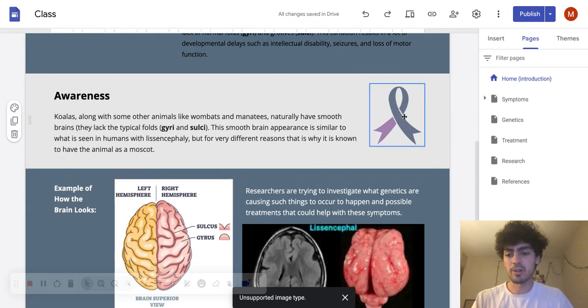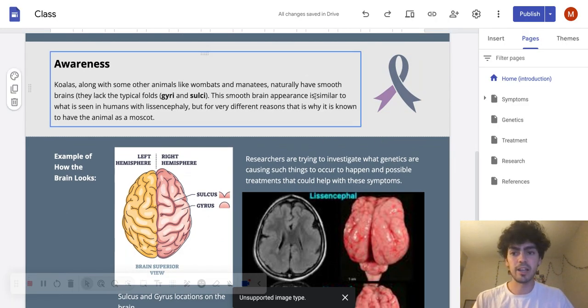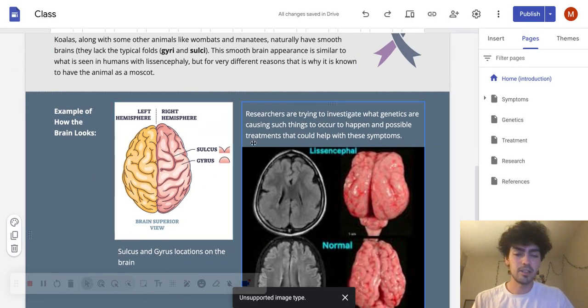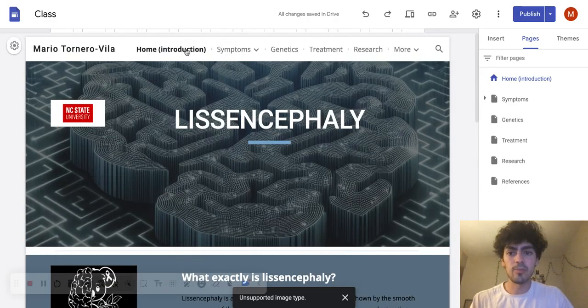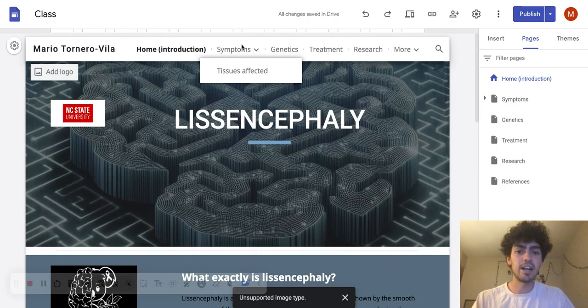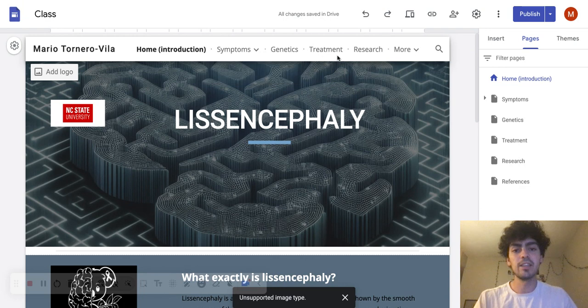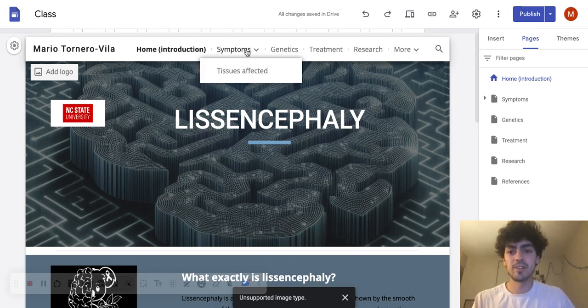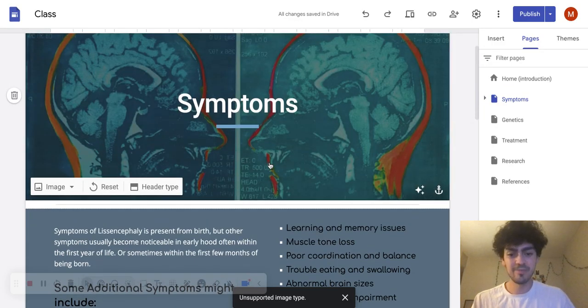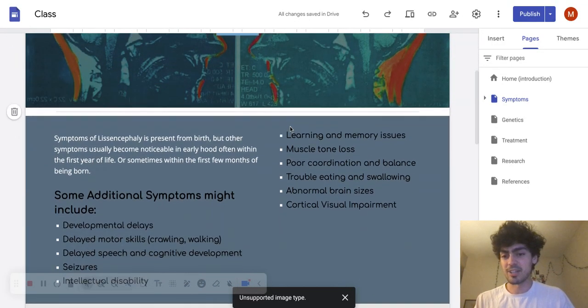I have a little awareness tag so people might recognize that, and just some basic information here. I set up the site so that as they move down from left to right, they get more into it. Hopefully they follow that way, but if not, that's just how I set it up.